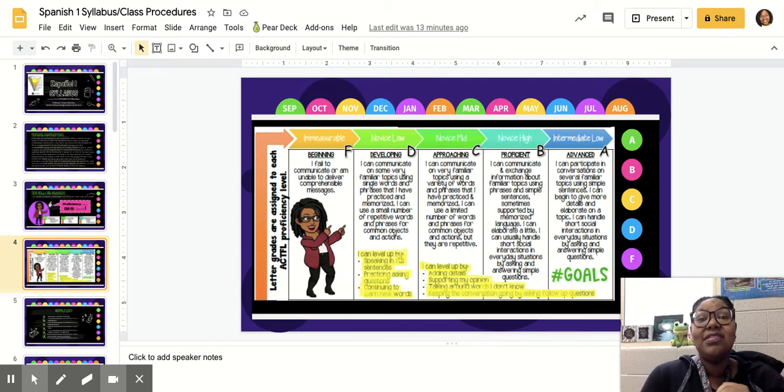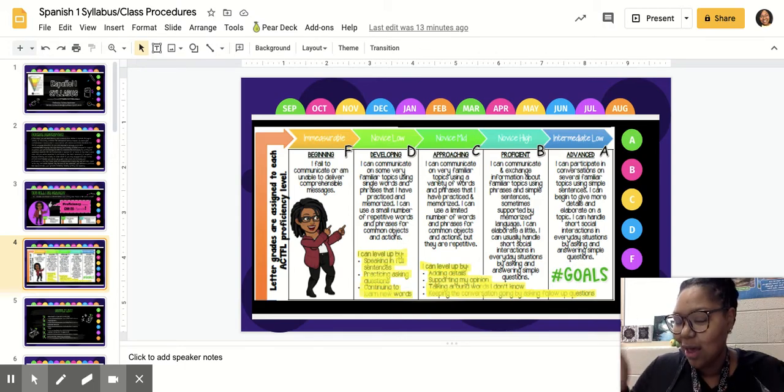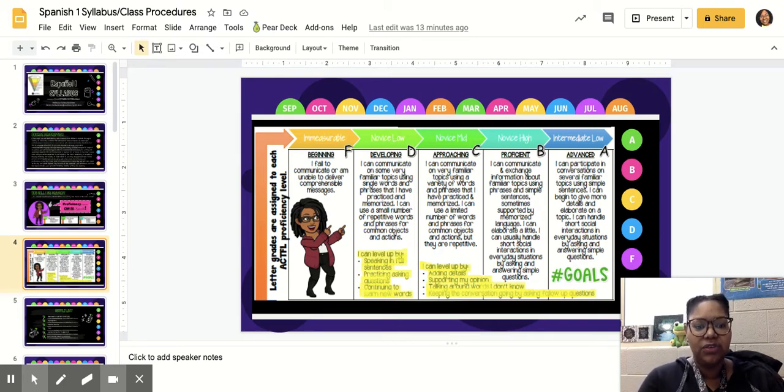The next level is novice high, which is a B in Spanish 1, which means that you're proficient. So most of you will be in this category. You'll be proficient, which means I speak Spanish on a Spanish 1 level, okay? I can communicate and exchange information about familiar topics using phrases and simple sentences, sometimes supported by memorized language. I can elaborate a little. I can usually handle short social interactions in everyday situations by asking and answering simple questions.